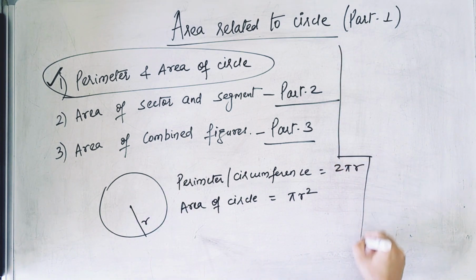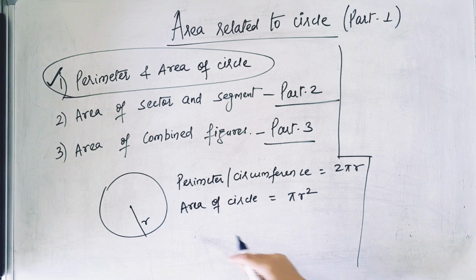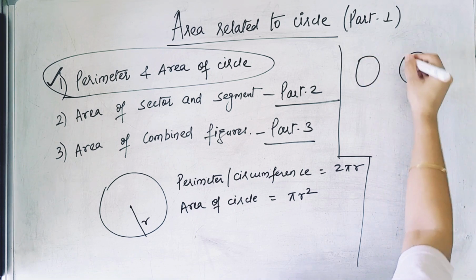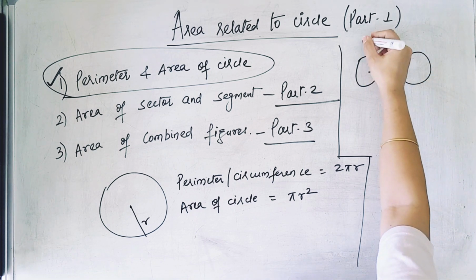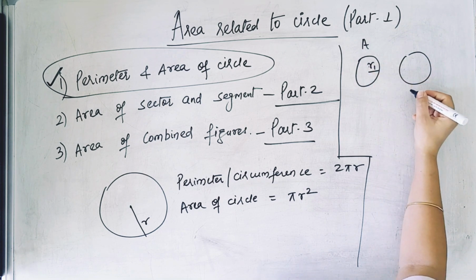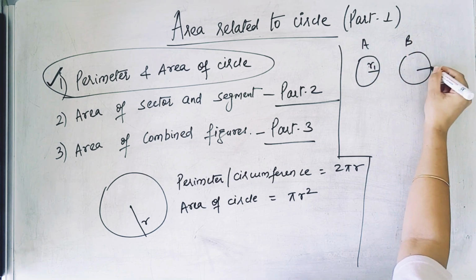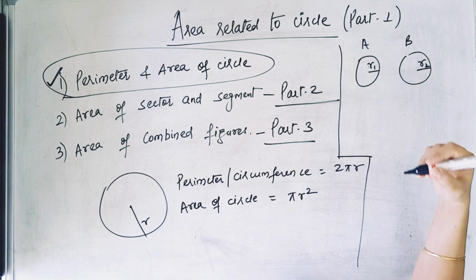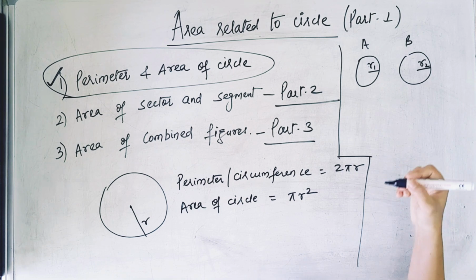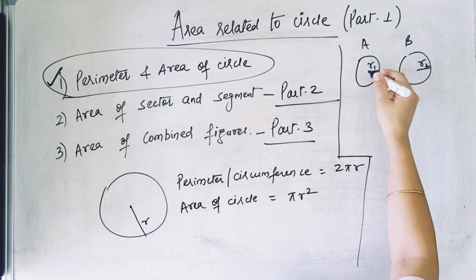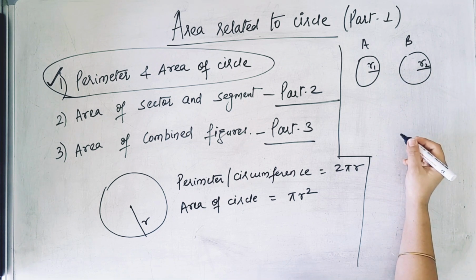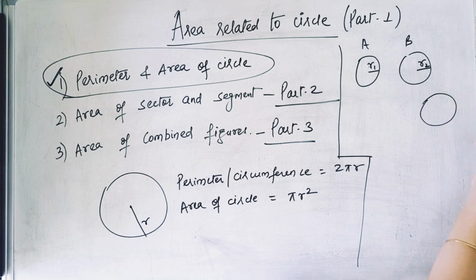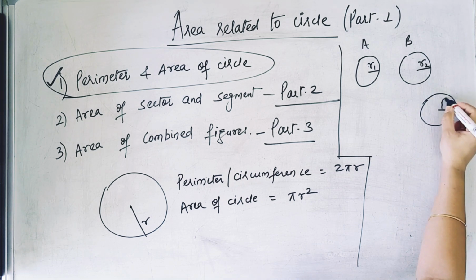Now the question, what type of question comes in this concept? The questions are like, we are provided with two circles. Given that circle A has radius r1 and circle B has radius r2, we have to find the radius of the circle whose area is the sum of the areas of these two circles. Let's suppose the third circle whose radius we have to find is capital R.